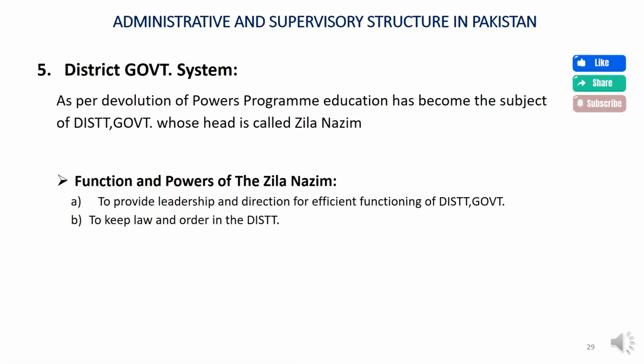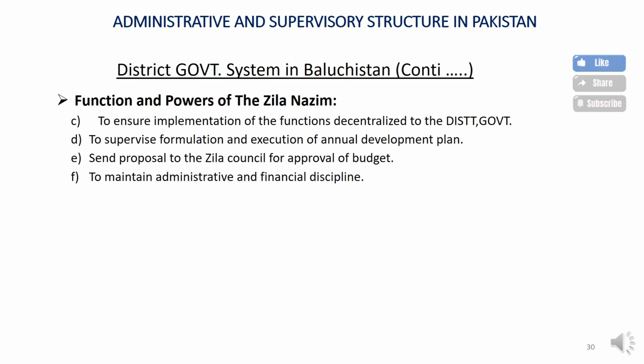Now there is the district government system as per the devolution of power program. Education has become the subject of district government, whose head is called Zila Nazim. So the functions and powers of the Zila Nazim are to provide leadership and direction for efficient functioning of district government and to keep law and order in the district. In the district government system in Balochistan, the functions and powers of the Zila Nazim are to ensure implementation of the functions decentralized to the district government, to supervise formulation and execution of the annual development plan, and to send proposals to the Zila Council for approval of the budget and to maintain administrative and financial discipline.